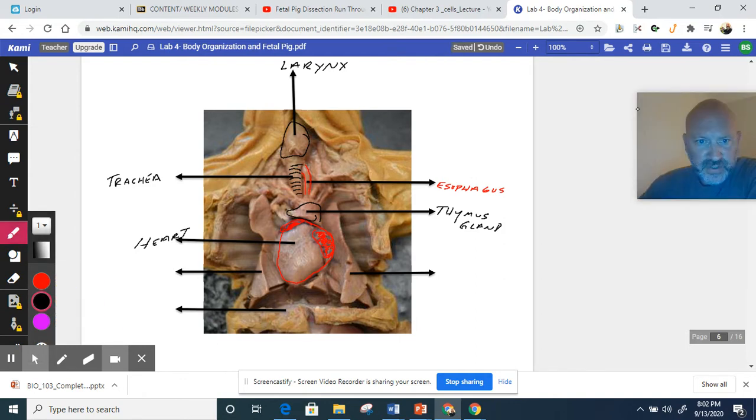We have two lungs. There's a lung here, and here's the lung here. A couple different lobes. This is the right lung, and this is the left lung.